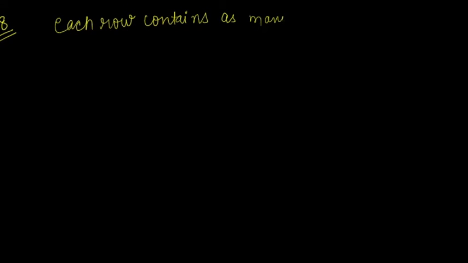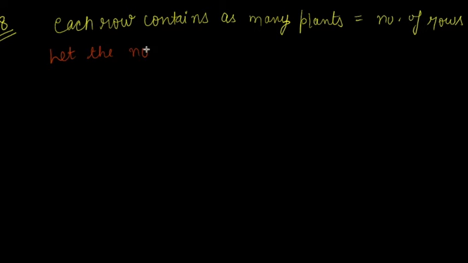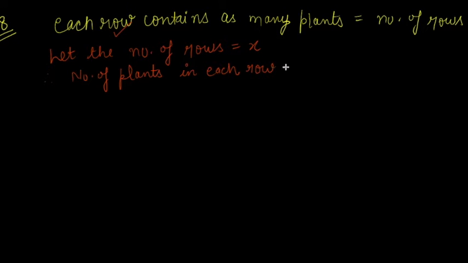as many plants, means as many as the number of rows. Okay, so again with the same method, if I apply, let the number of rows be x, and I said each row contains as many plants as the number of rows. It means I can conclude that the number of plants in each row is also x, right? So what will be the total plants?